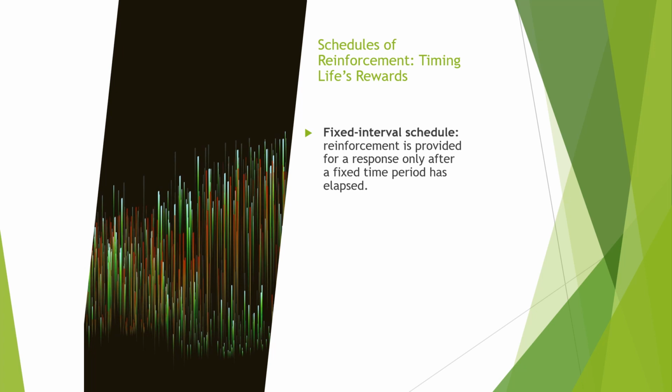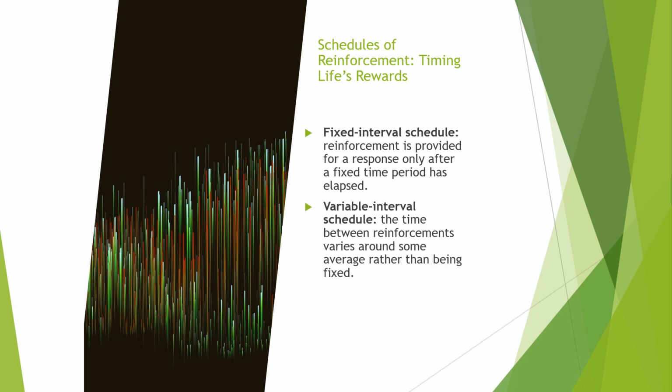Now, variable interval means that you will be reinforced, but after a varying amount of time has passed. Again, it's based on an average. So if it is FI 20 minutes, that means that after 20 minutes has passed, you're going to get reinforced. If it is VI 20 minutes, that means you may be reinforced after 5 minutes.